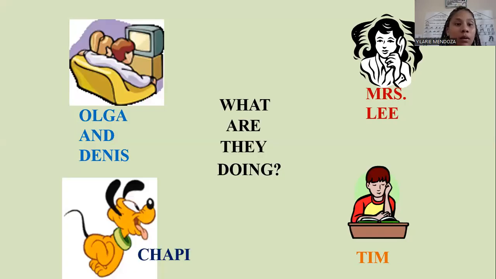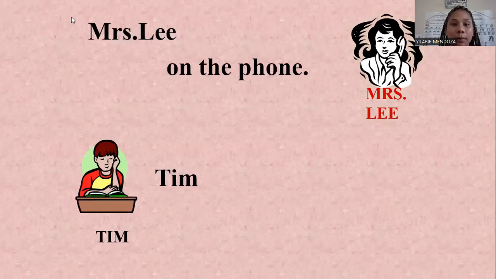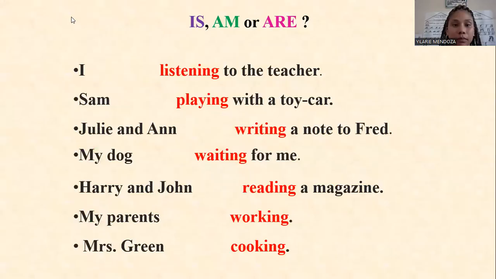Okay. Olga and Dennis, Mr. Lee, and others. What are they doing? Olga and Dennis are watching TV. Mr. Lee is using a cell phone.